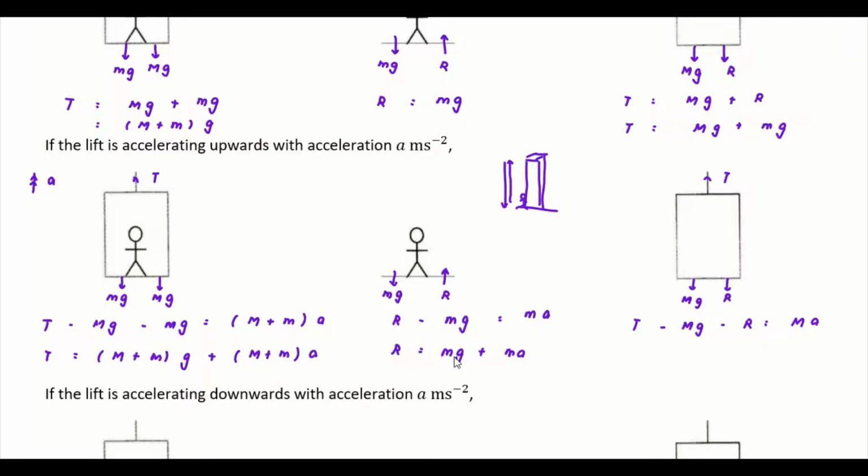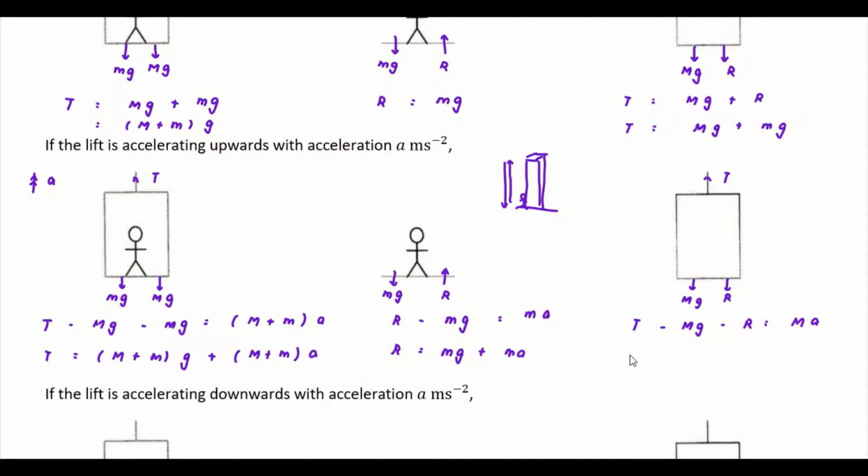What do you realize here is that the R is based on this situation. You can see the R here is not only the weight. So make sure that when you are using this equation, do not always assume that the R here is the weight of this person, because it's supposed to be the normal reaction, and the normal reaction depends on whether the lift is accelerating or not.